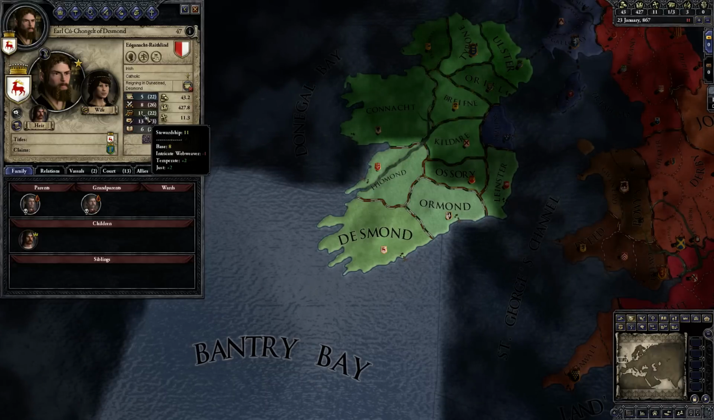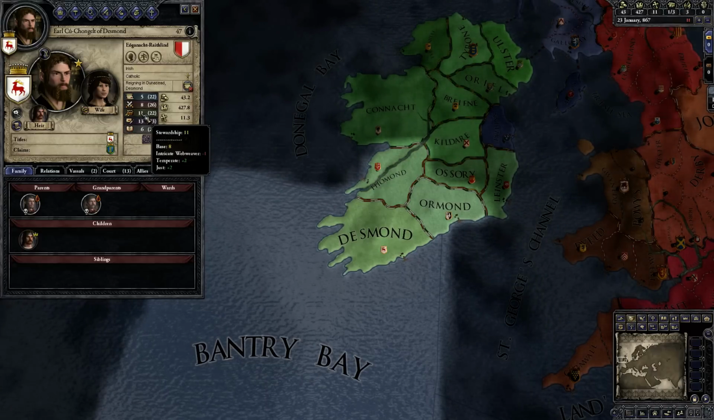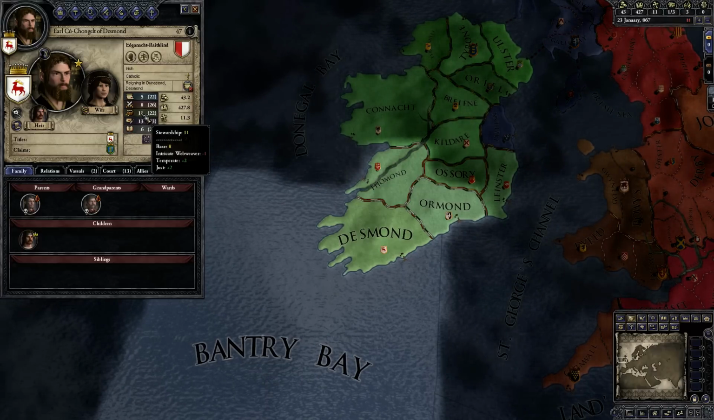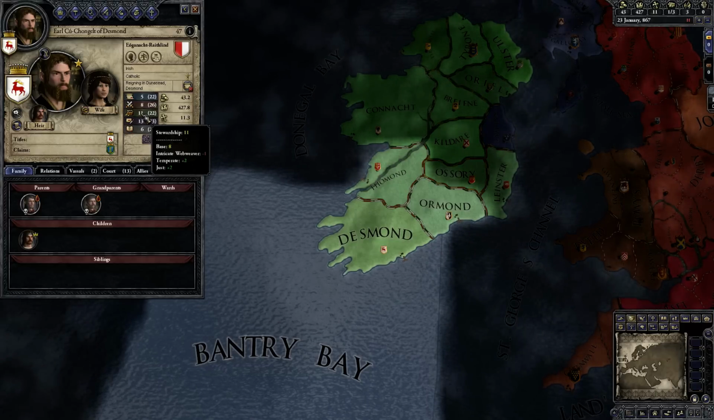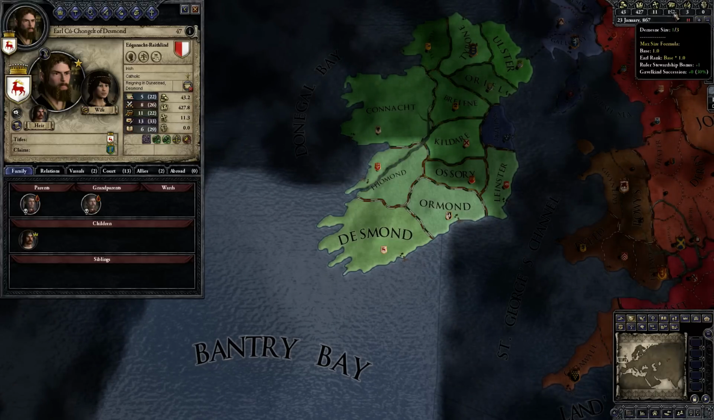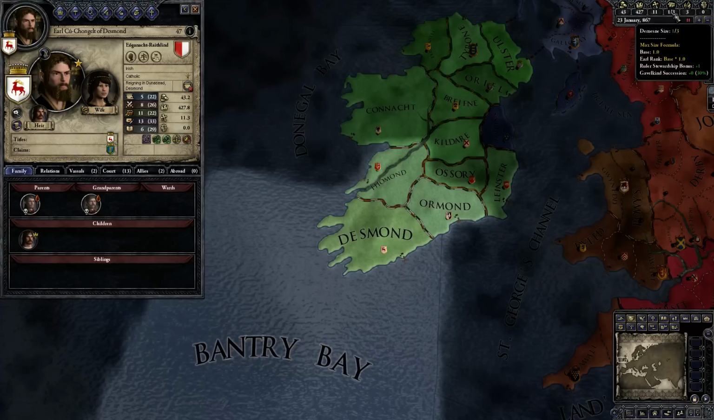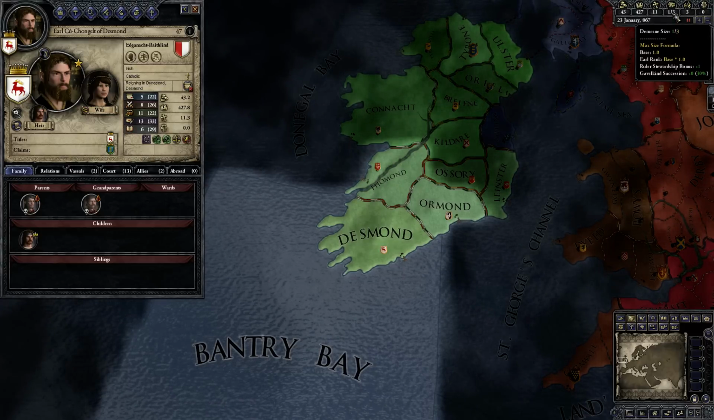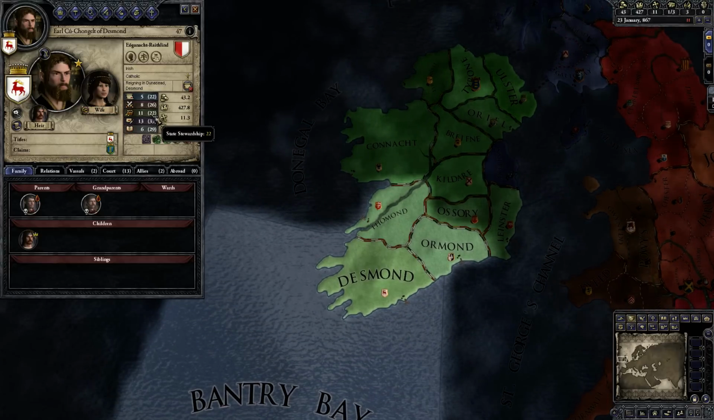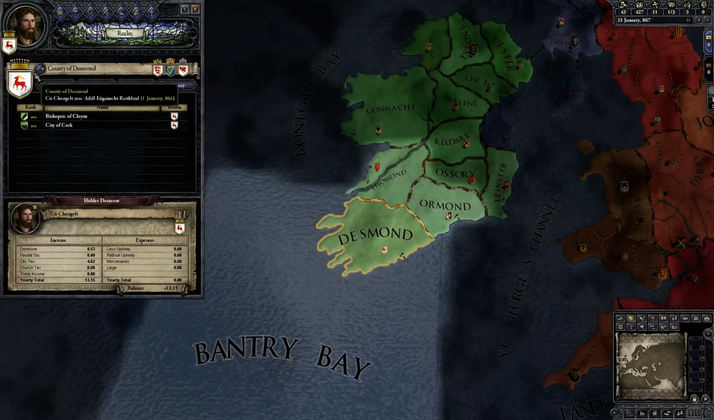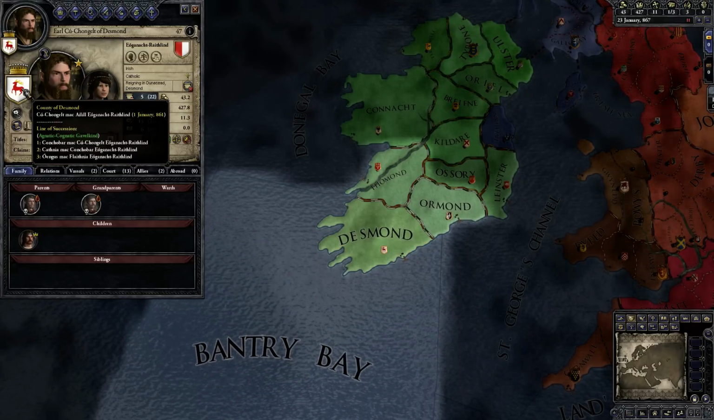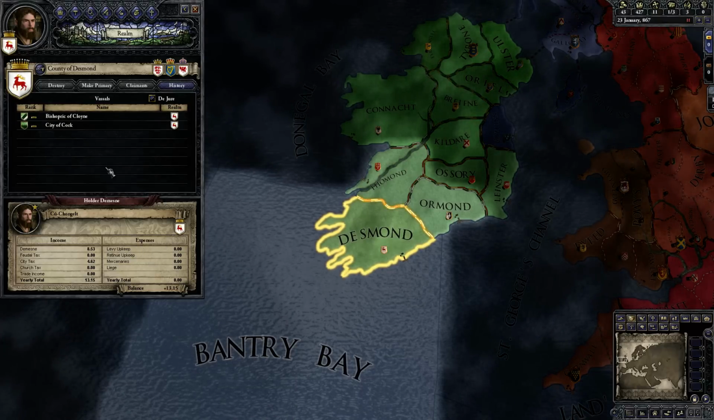State stewardship, or stewardship stat. So your stewardship affects things like income. Your personal stewardship is going to affect your domain limit, which is up here. It's the amount of territory that you're allowed to personally control without penalty. And then your state stewardship score is going to affect your income. So if you go to your income screen, which again you can access just by clicking on the County of Desmond, that's your top holding.